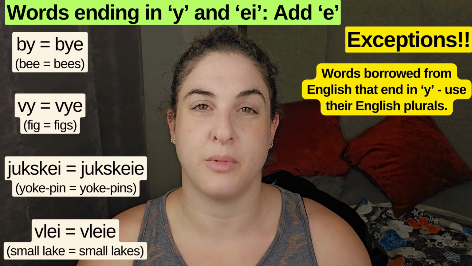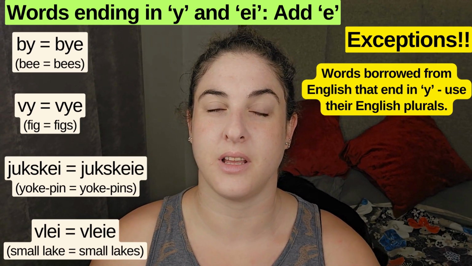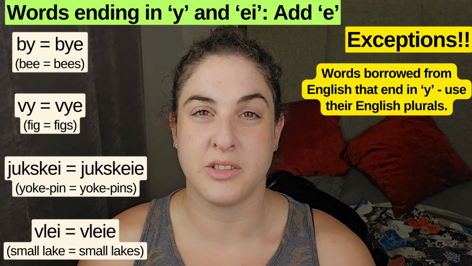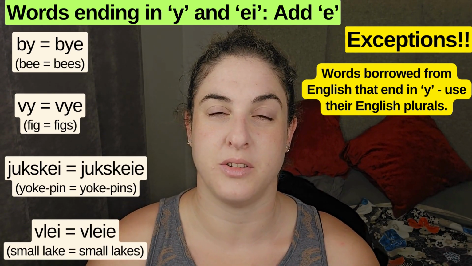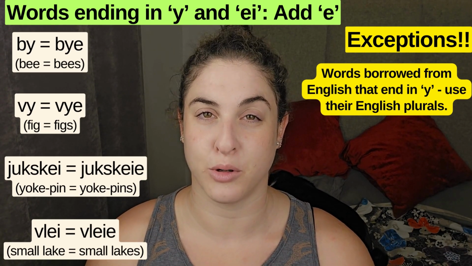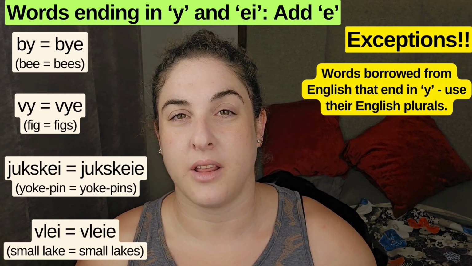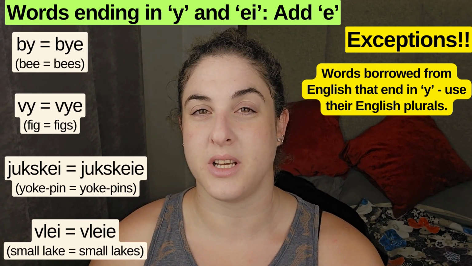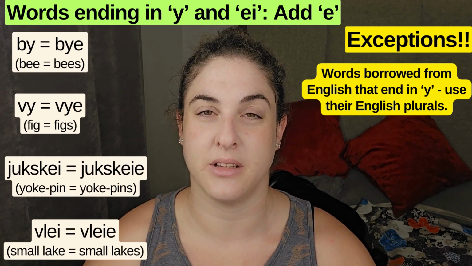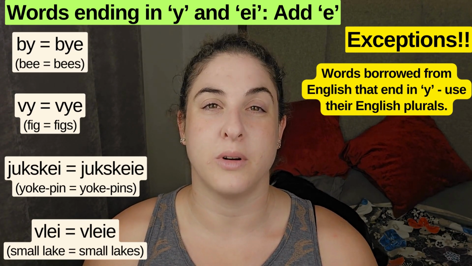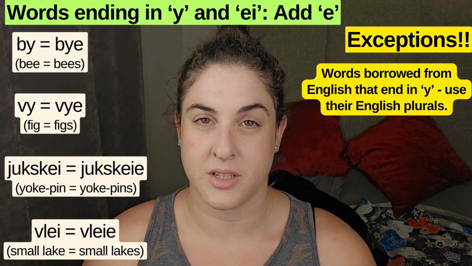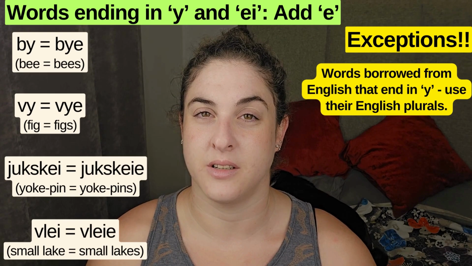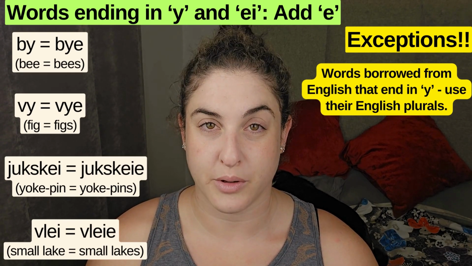Exceptions to this rule. Words that are borrowed from English, they get the English plural. So a word like cowboy, if we do use it in Afrikaans, if you want to form a plural, it's cowboys, the English plural. And then a word like whisky, we'll use whiskies, the exact same English spelling. There are words borrowed from other languages. If they end in a Y, then they just get an S to form the plural.